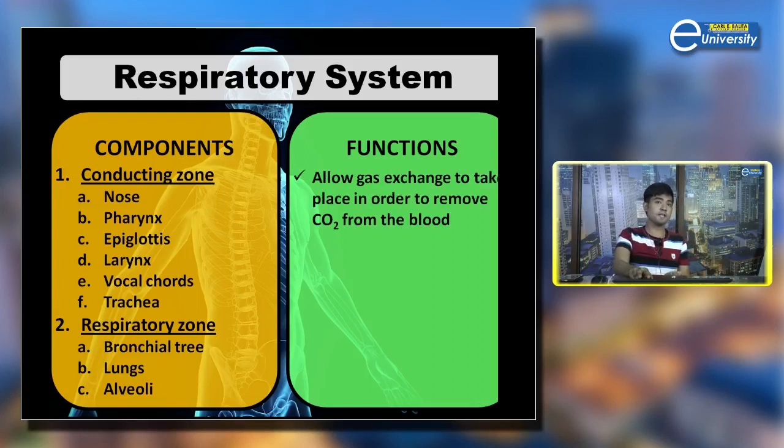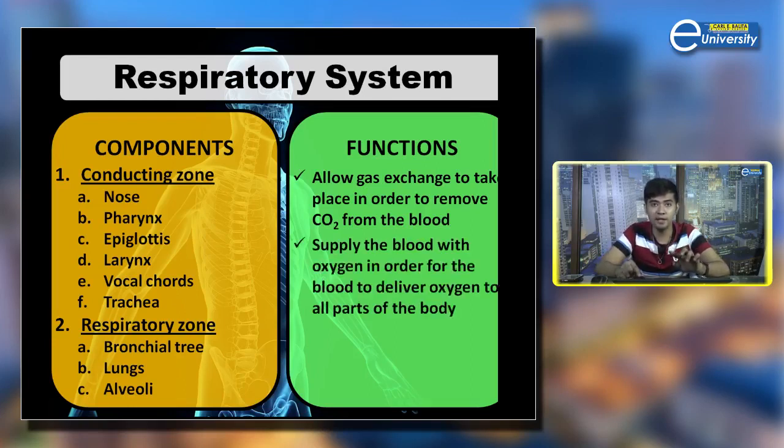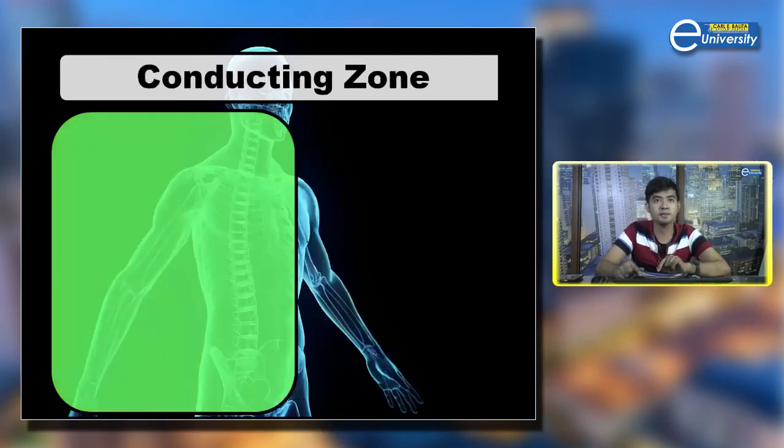So what are the functions of the respiratory system? Number one, it allows gas exchange to take place in order to remove carbon dioxide from the blood. Next, it supplies the blood with oxygen in order for the blood to deliver oxygen to all parts of the body. And of course, it enables us to talk or vocalize.